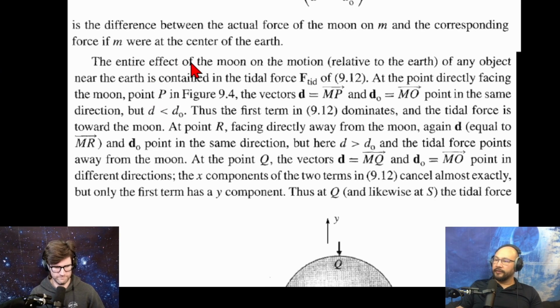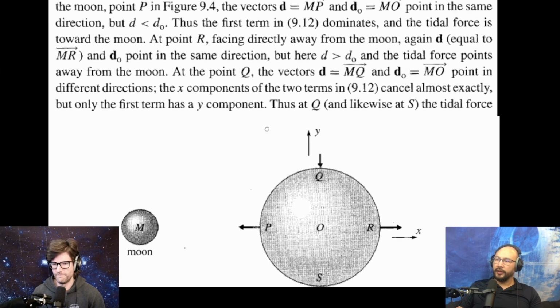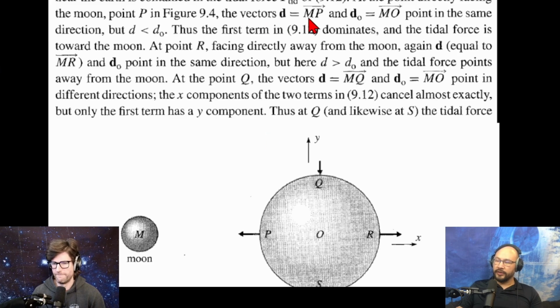The entire effect of the moon on the motion relative to the Earth of any object near the Earth is contained in the tidal force, F_tid. At the point directly facing the moon, point P in figure 9.4, the vector d is from the moon to P, and d naught from the moon to the center of the Earth, pointed in the same direction, but d is less than the long distance. Thus, the first term in 9.12 dominates.